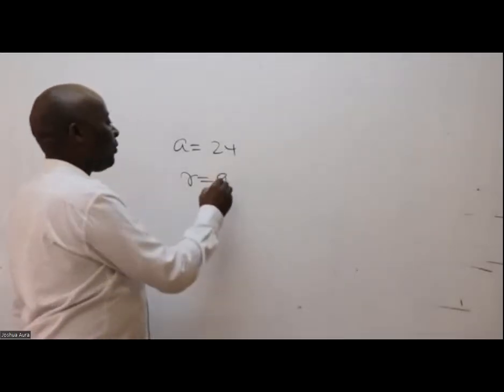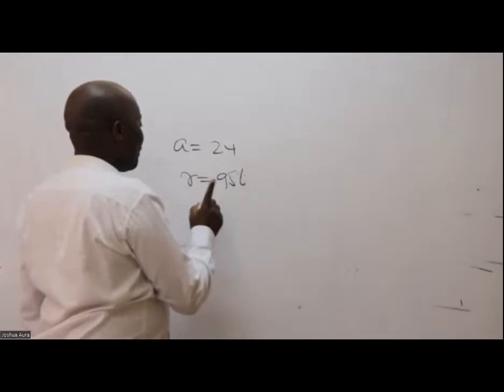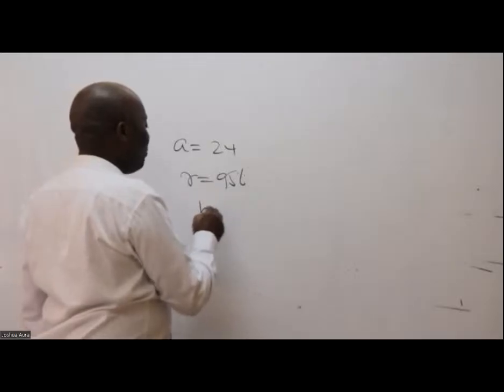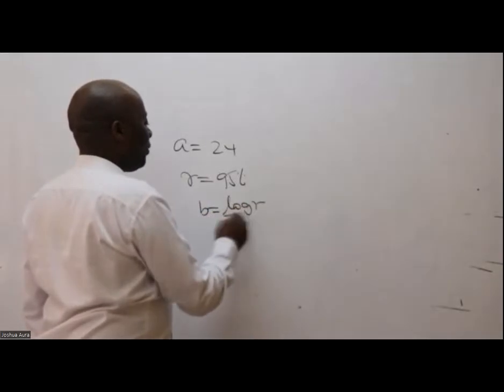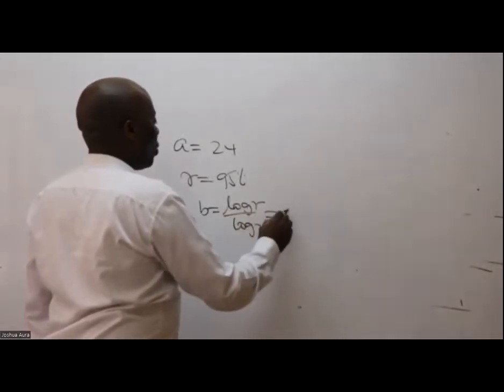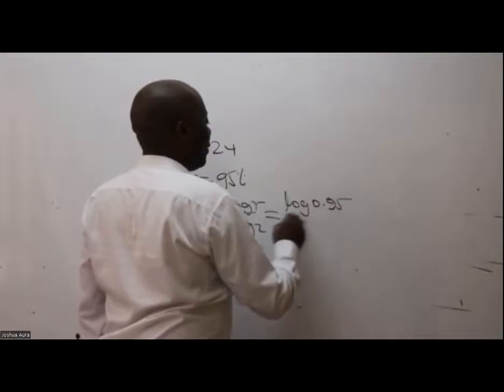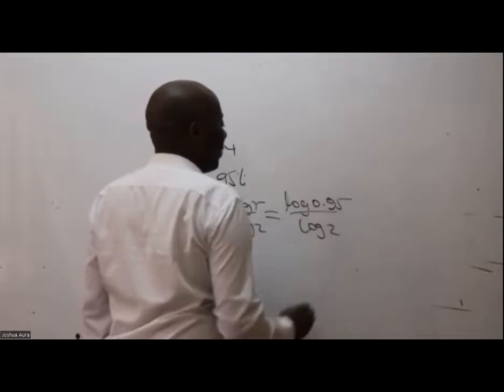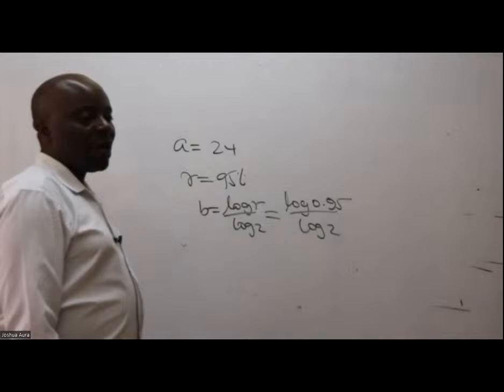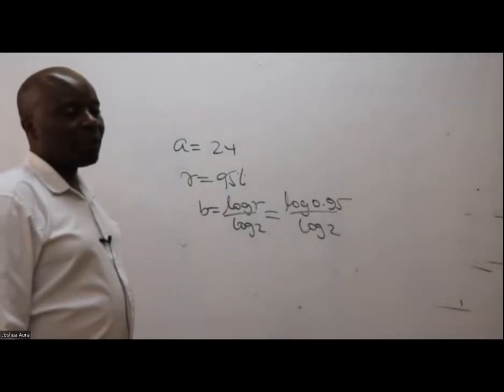95%. So meaning automatically that our B will be log R divided by log 2. So log R, this will be log of 0.95 divided by log 2. Log 0.95 divided by log 2, which will end up giving us what figure?